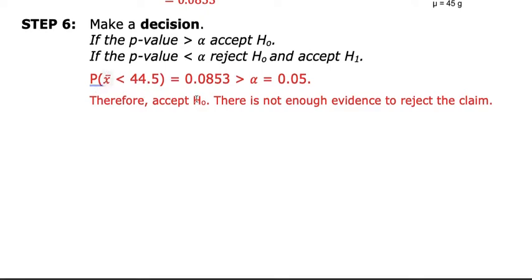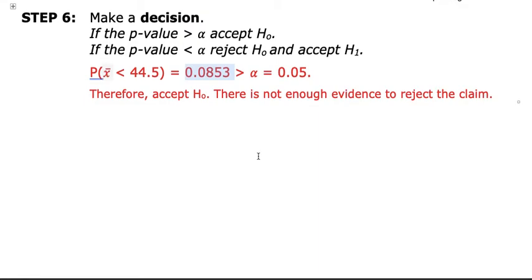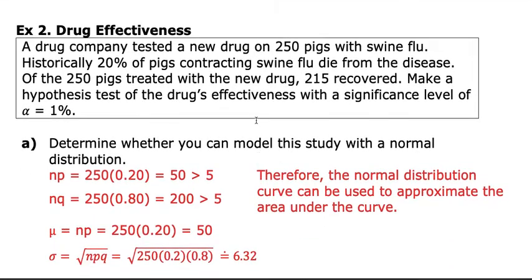So therefore, accept the null hypothesis because it wasn't a very rare observation if that is truly the center of the data, or really the population mean. Not enough evidence to reject the claim. Let's take a look at one more example.